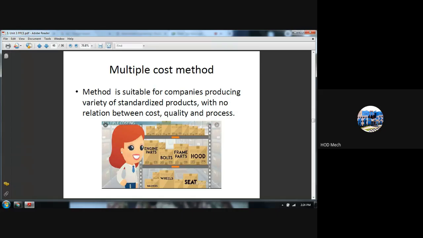But the industry will be into different products. It will be manufacturing bolts and nuts, washers, and seats for vehicles. It can even be manufacturing the outer cover parts of different automobiles, whether four-wheeler or two-wheeler. The point is they will be producing more than one variety of components. When that is the case, it is considered the multiple cost method.